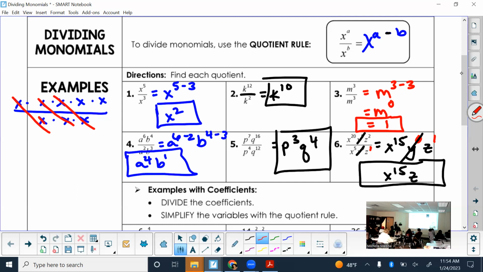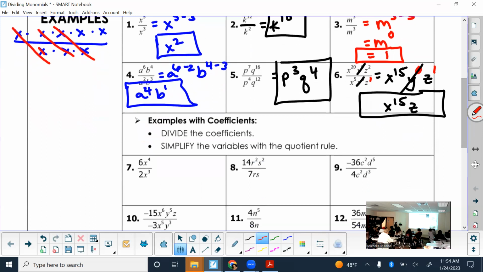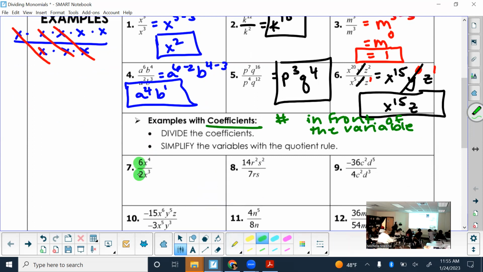All right. So now examples with coefficients. What are coefficients? Not in front of the exponent, but in front of the variable. Okay, so for example, in number 7, 6 and 2 would be my coefficients. In number 8, 14 and 7 would be my coefficients. And in every single problem like these, you treat the coefficients normally. So if it's in a fraction form or a division problem, you just divide them.